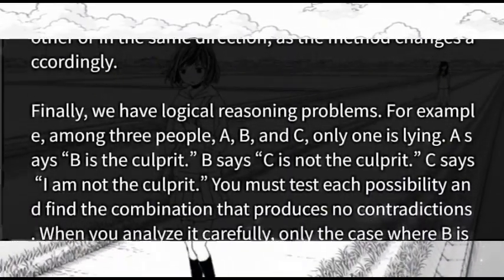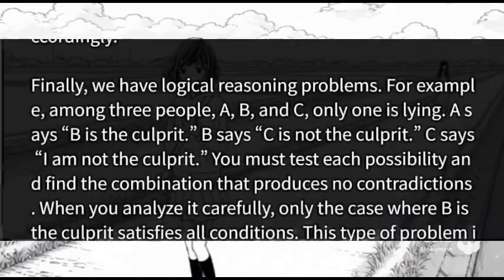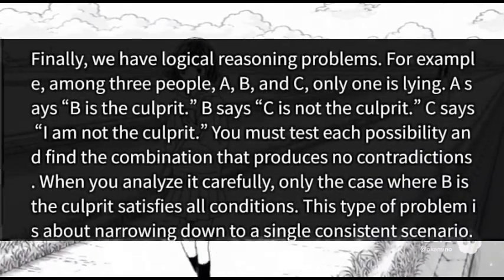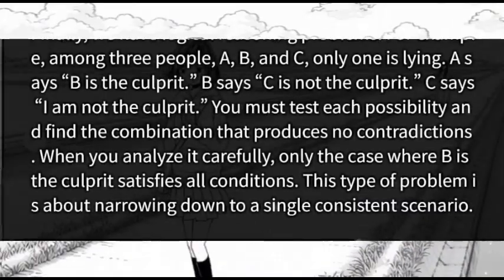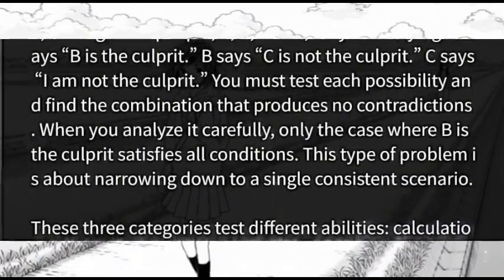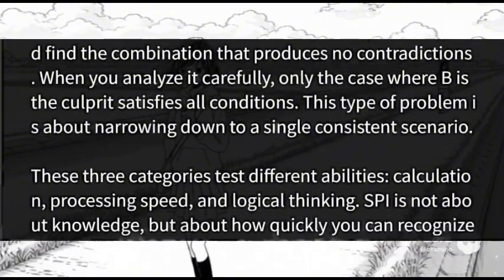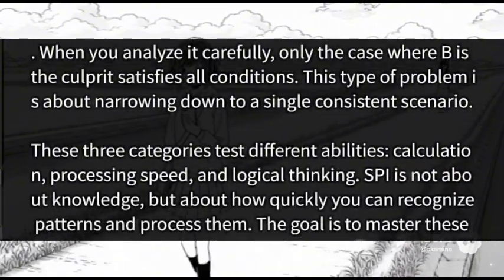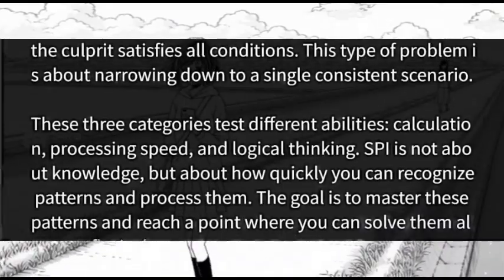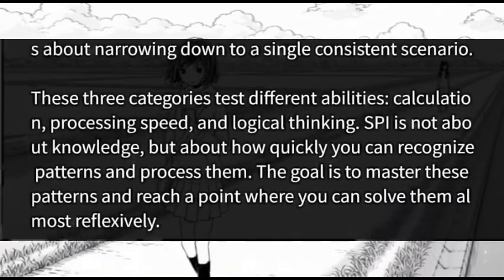For example, among 3 people A, B, and C, only one is lying. A says B is the culprit. B says C is not the culprit. C says I am not the culprit. You must test each possibility and find the combination that produces no contradictions. When you analyze it carefully, only the case where B is the culprit satisfies all conditions. This type of problem is about narrowing down to a single consistent scenario.